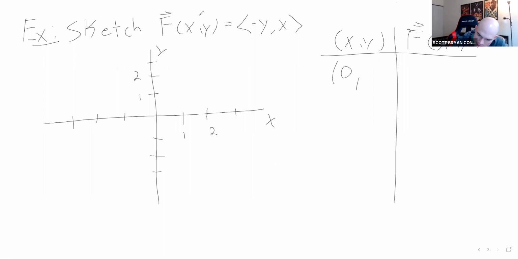So at 0, 0, obviously we plug that into our vector field. The first component is negative y, which is 0. The second is x, which is 0. So at the origin, we get the 0 vector, which you can just represent as like a point.